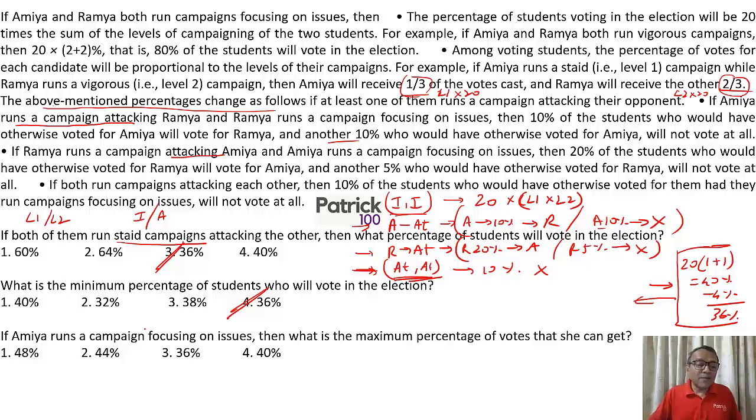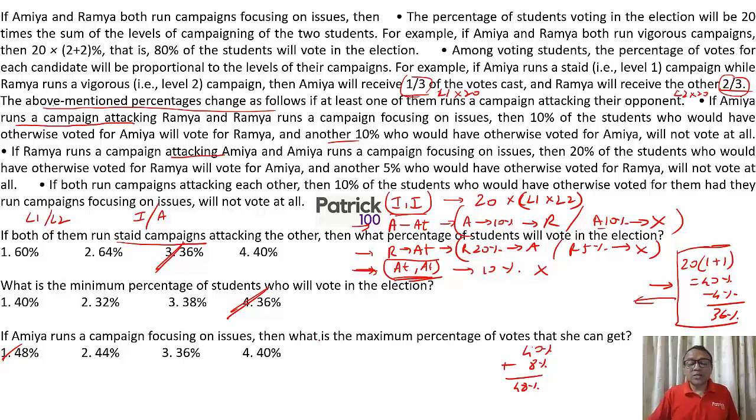Third case, AMIA runs a campaign focused on issues. What is the maximum percentage vote she can get? That means she has to get votes from Ramya itself, which means Ramya will be in the attacking mode. And then 20% of Ramya's vote will go to AMIA. Now AMIA will anyway get 40% vote, basically because of running on issues, 20 into L1 we talked about. So she'll get 40% plus 20% of Ramya's vote. Now Ramya's vote is 40%, so 20% of 40% is 8%. So we'll get 40 plus 8, 48%.